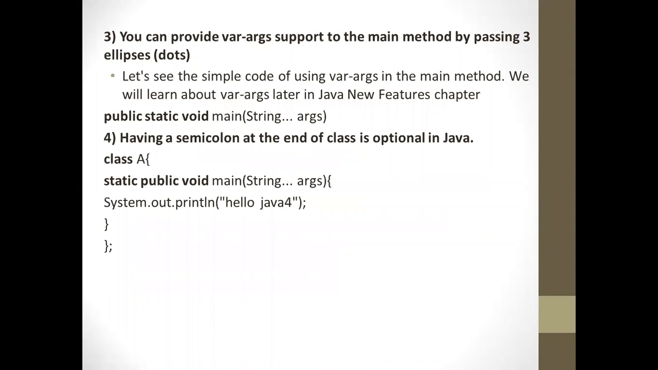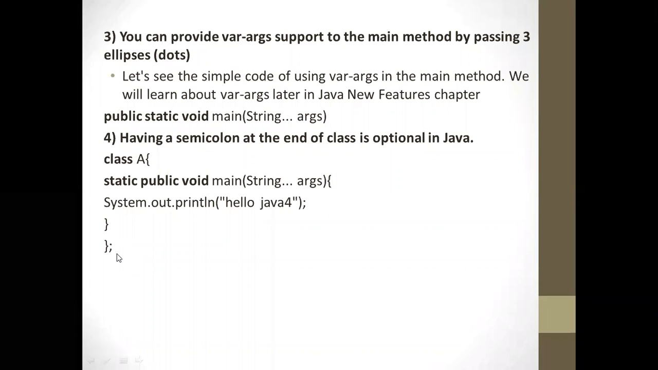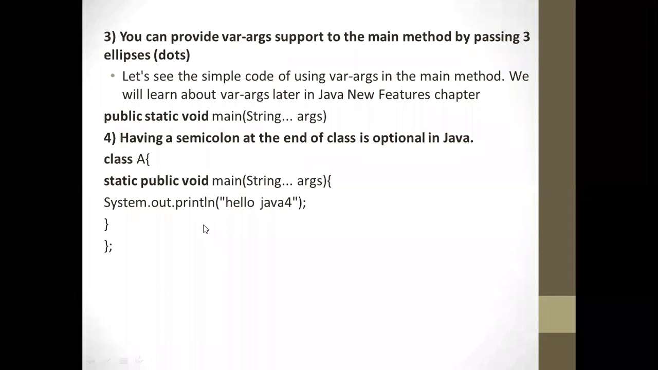Next, if you don't want to use the brackets, you can simply mention three dots. That will also tell you that the different arguments you are using are in the form of an array. Fine. Lastly, I already intimated you that the semicolon is optional in Java. So either you can mention it or you can ignore it.